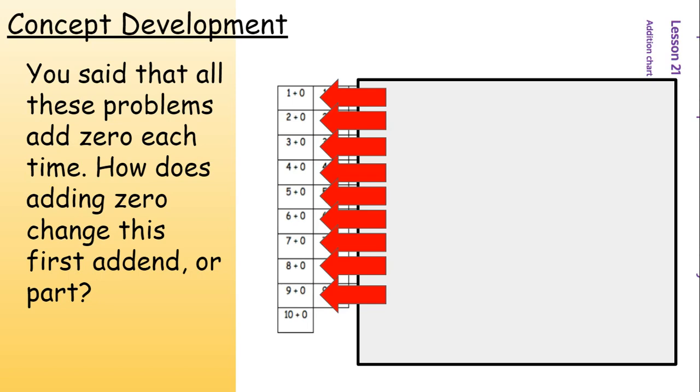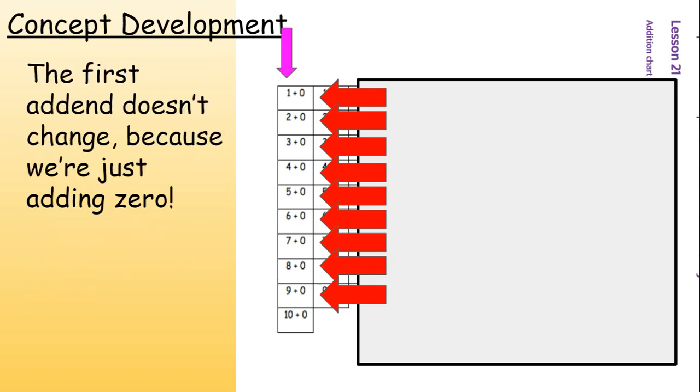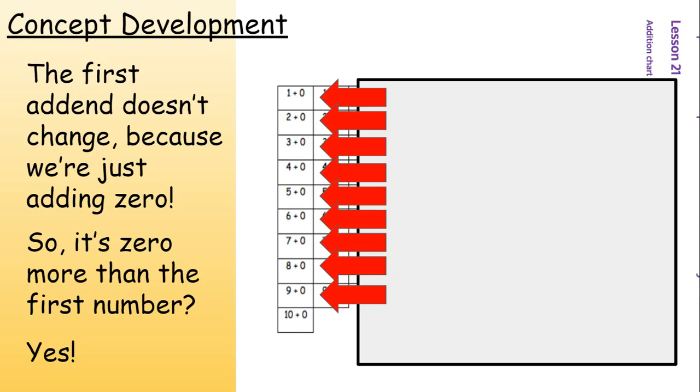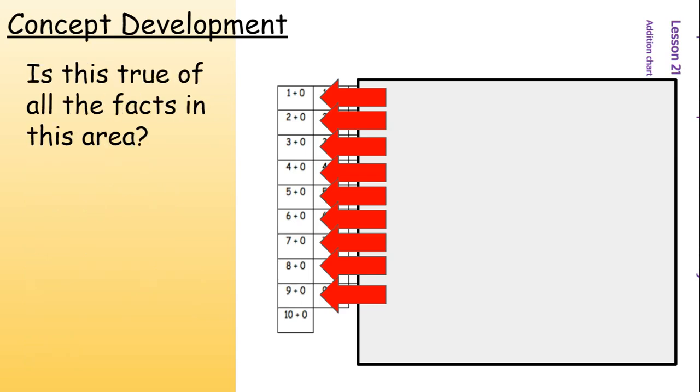You said that all these problems add 0 each time. How does adding 0 change this first addend or part? Does that first number change? The first addend doesn't change because we're just adding 0. So it's 0 more than the first number? Yes. 0 more than any number is going to be that same number. Is this true of all the facts in this area?